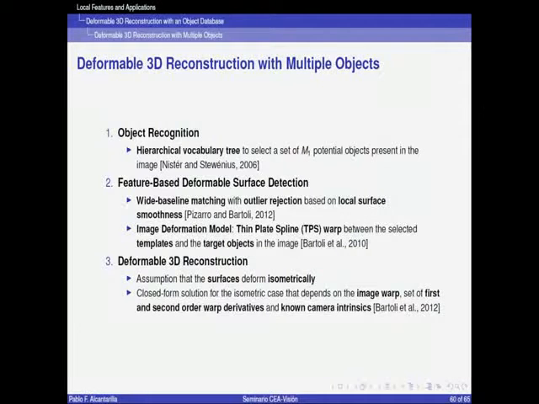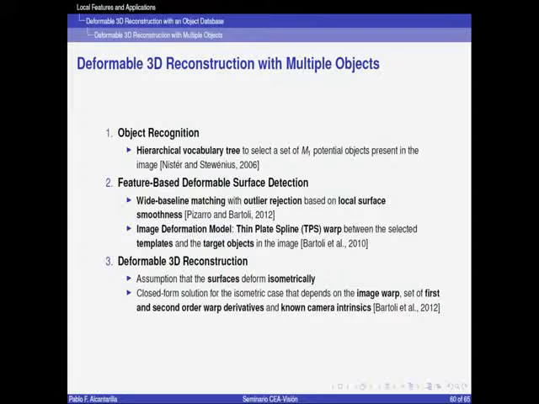This is the approach I described when I was showing the experimental results of CASE features for deformable surface image matching problems. As the image deformation model, we are going to use the thin plate spline warp between the selected templates and the target objects in order to capture the deformation properly. So once we have a set of potential object candidates from which we were able to compute a thin plate spline warp that captures the deformation, we are going to obtain the deformable 3D reconstruction of the object.